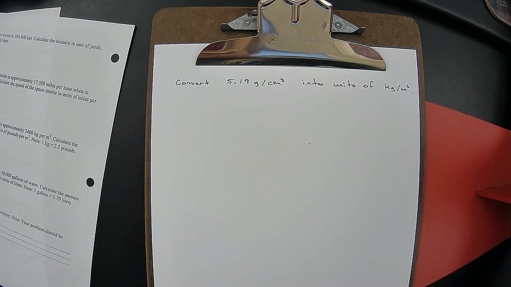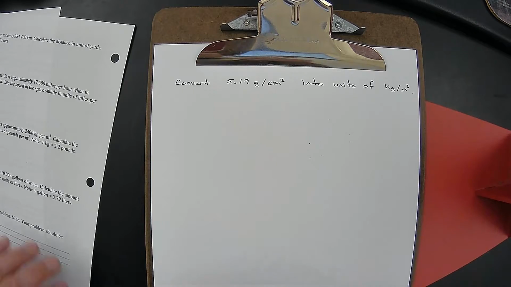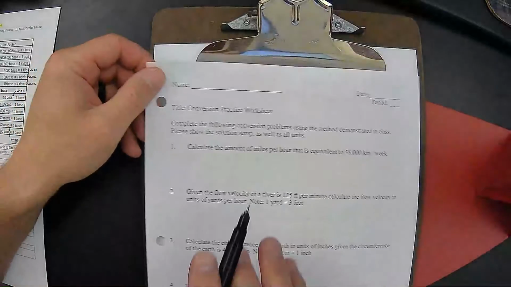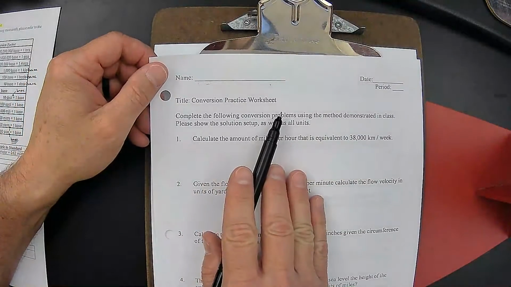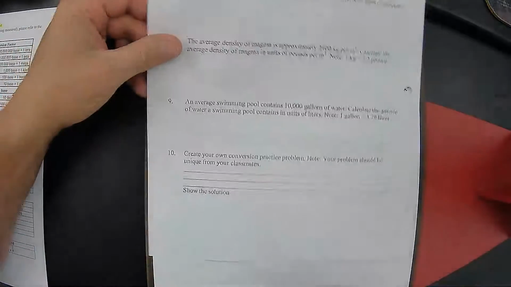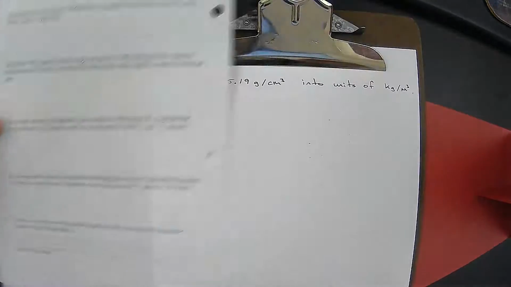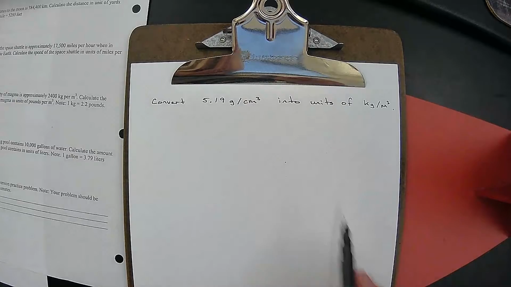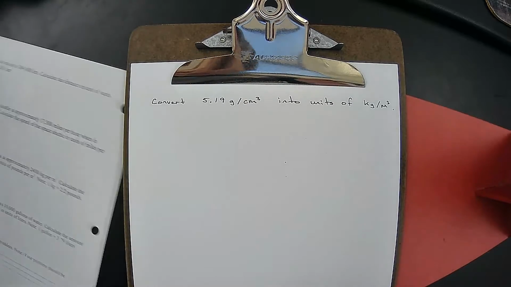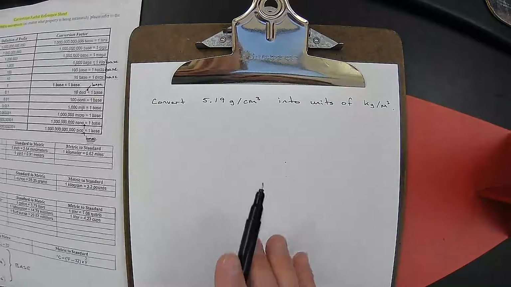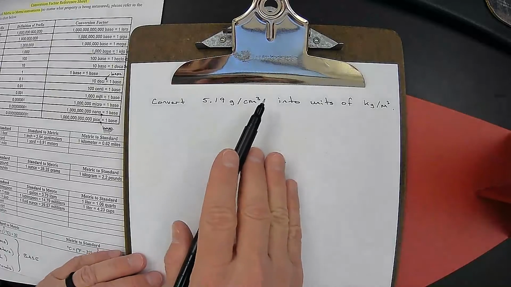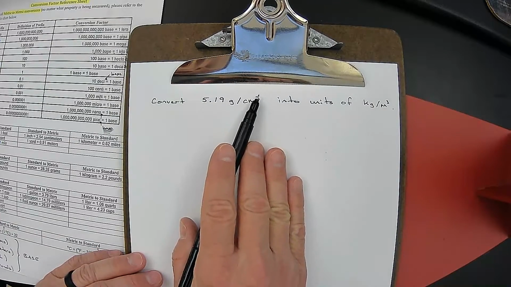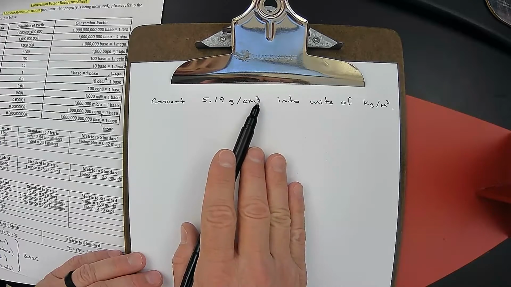In this video, we're going to complete a conversion problem, and the one I'm looking at is the conversion practice worksheet. The last question says create your own conversion factor practice problem, and so you may use this as the practice problem. What I want to show specifically is how we convert units when we have either a squared or a cubed on the units.